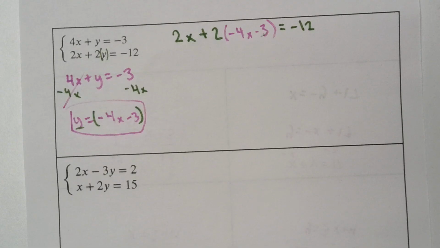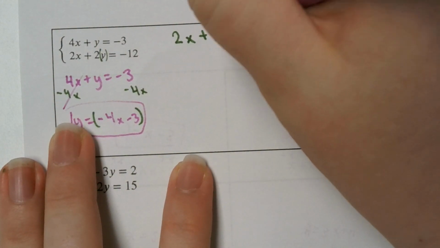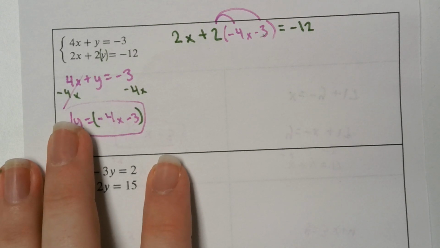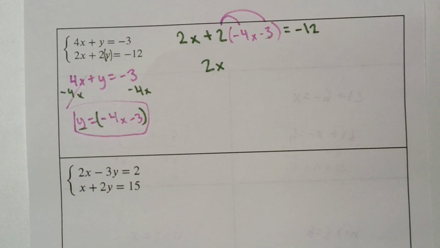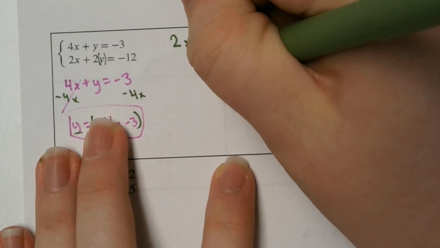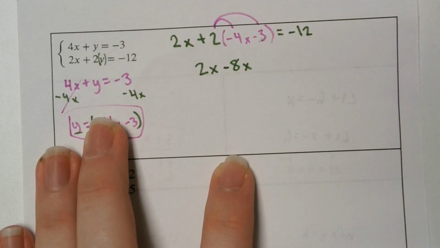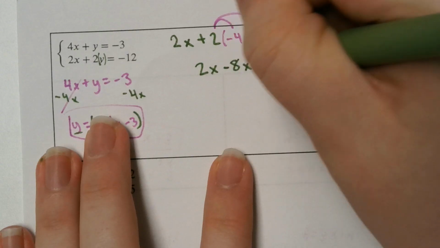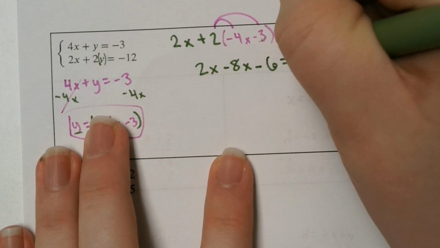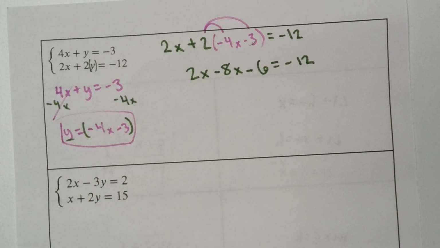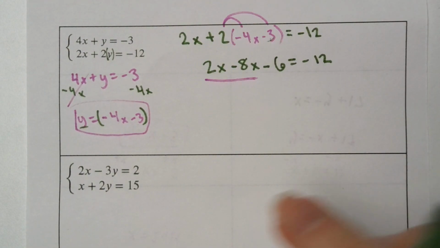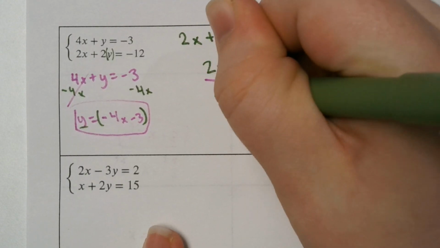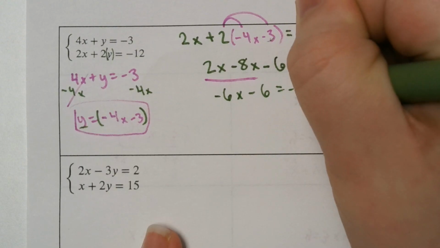Okay, so first step, we have to distribute. So we're still left with this 2x here. We're just going to drop that down. What is 2 times negative 4x? Negative 8. Yep, negative 8x. And then 2 times negative 3 is negative 6. You got it. Equals negative 12. Okay, do we have any like terms? Yeah, the x's. What's 2x minus 8x? Yep. I almost gave you the answer. And then we drop down that minus 6 equals negative 12.